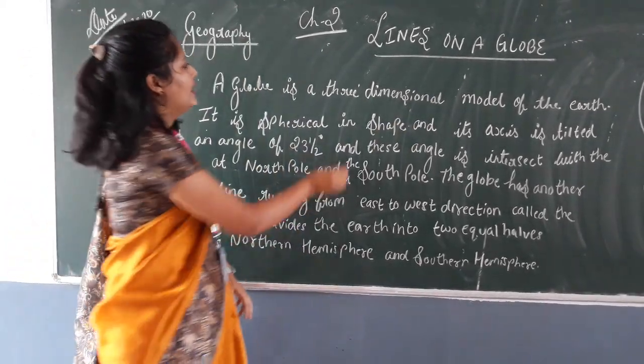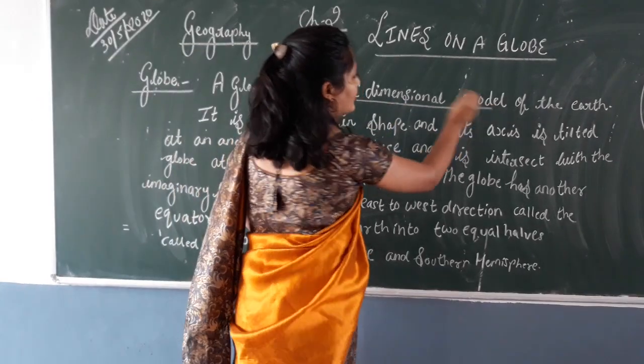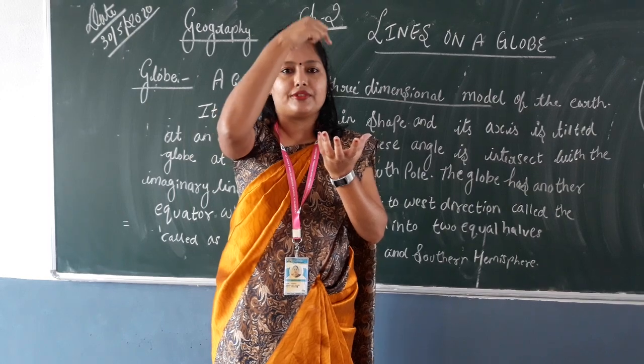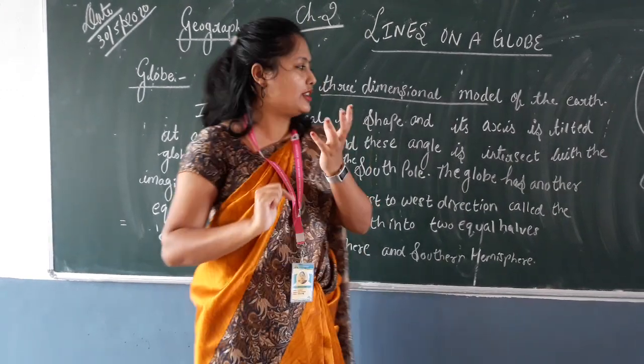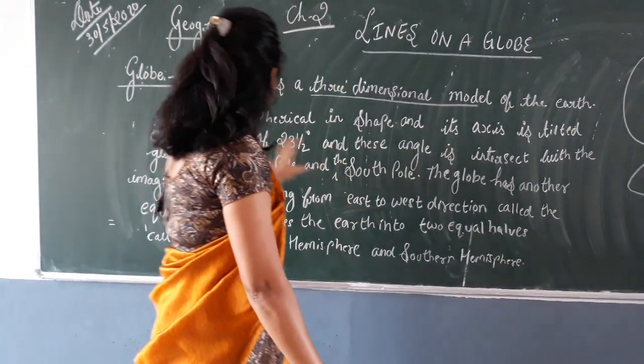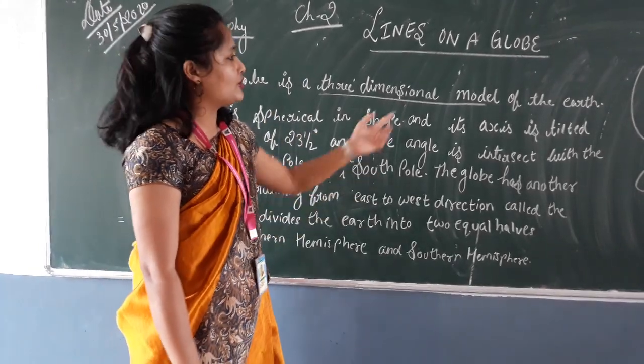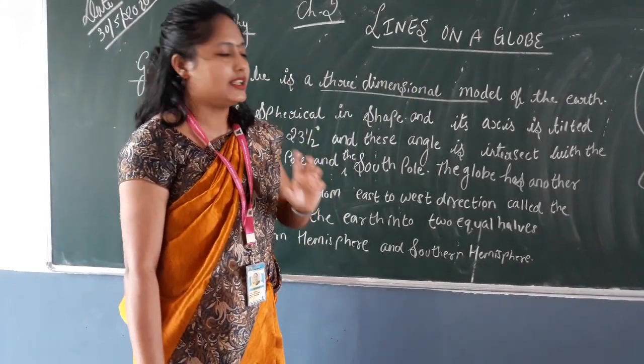So what is it called? It is called a three-dimensional model of the Earth. As you have seen, the globe is three-dimensional, from the front and the back. It is spherical in shape. As the Earth is spherical in shape, the globe is also spherical in shape.